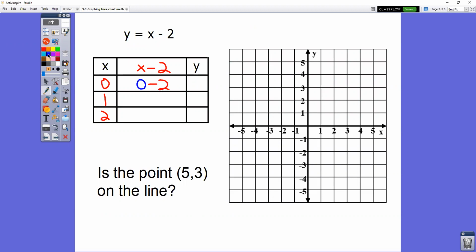Instead of x minus 2, we're going to have 1 minus 2. Instead of x minus 2, we're going to have 2 minus 2. So we're just taking these numbers and subbing them in for x. Now you're actually going to do that calculation and put your answer in your y column. 0 minus 2 is -2. 1 minus 2 is -1. 2 minus 2 is 0.